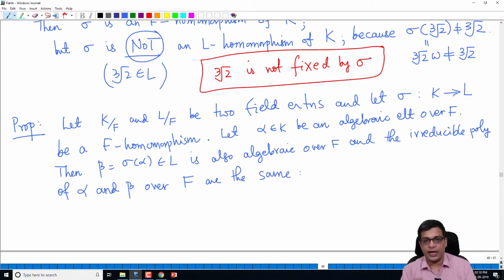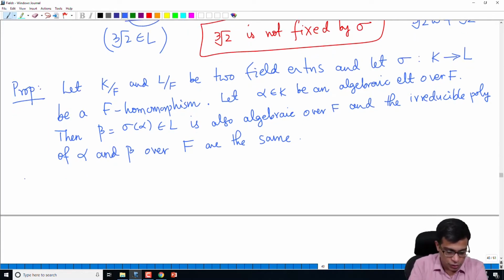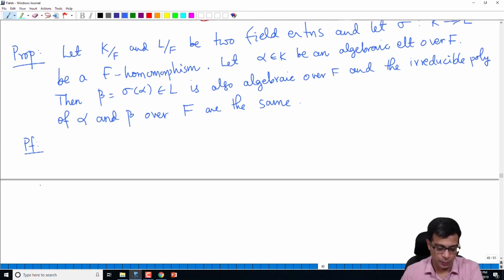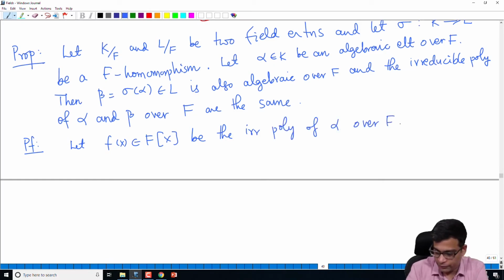So this is a very large restriction on what can be the possible image of an element in capital K. As long as it's algebraic, that restriction applies. So let's prove this. What we are saying is that the image of an algebraic element is algebraic, and moreover its irreducible polynomial is the same as the irreducible polynomial of alpha. And the proof is very simple. So let f(x) be the irreducible polynomial of alpha over F.